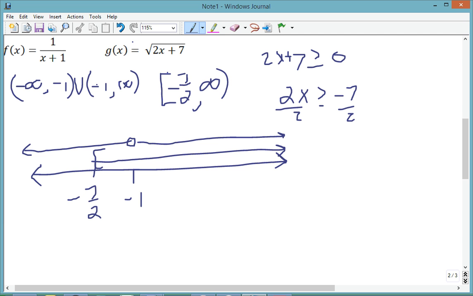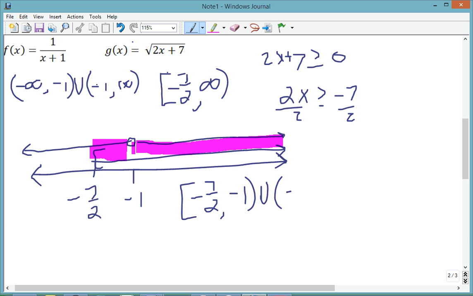Okay, so where do they overlap? Well, they overlap from here to here. Of course, they don't overlap at -1 because f doesn't exist at -1. And then we go from here on, right? That shows where they overlap, where they're both true. So the domain of these combination ones would be from -7/2 to -1, but we won't include -1, and then up to infinity.